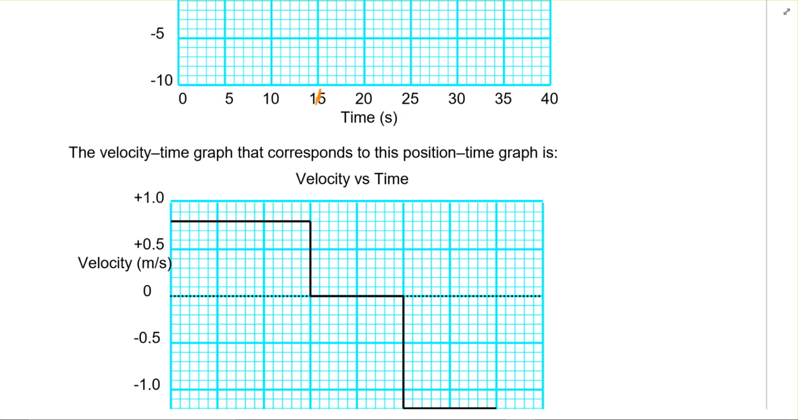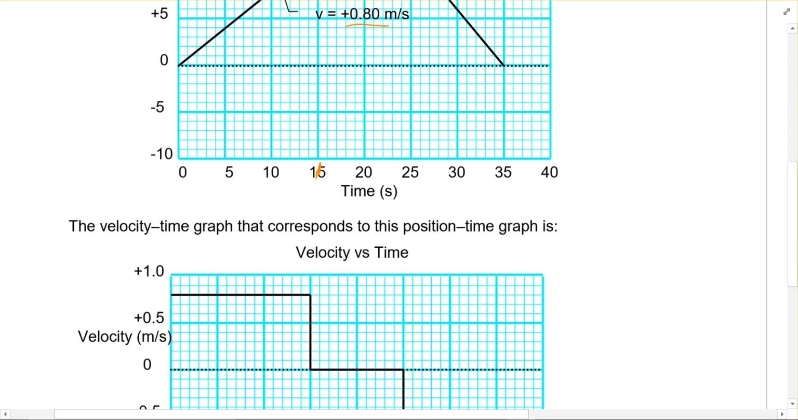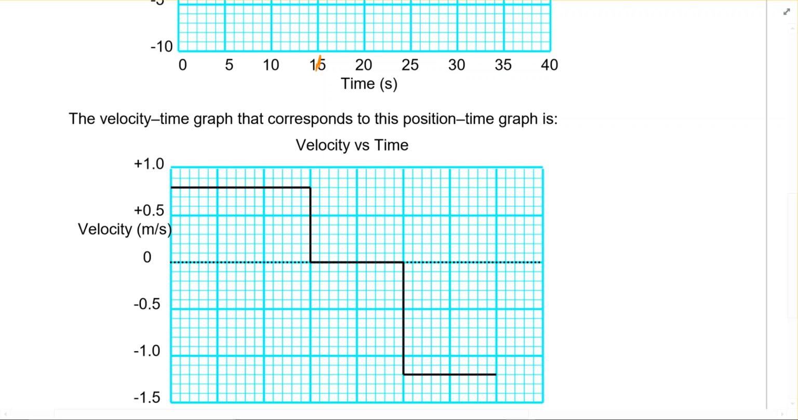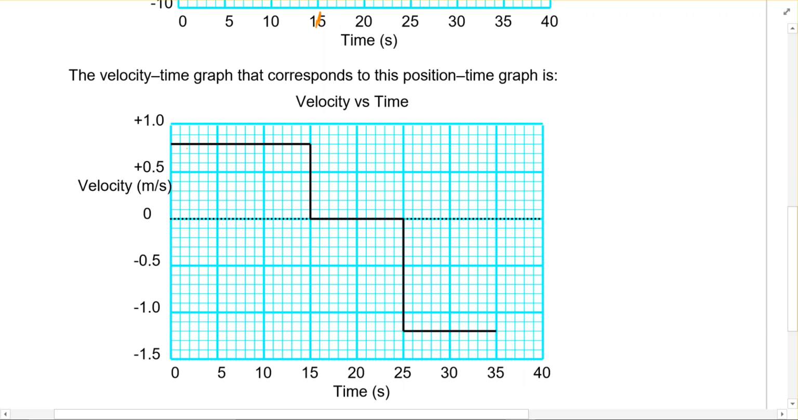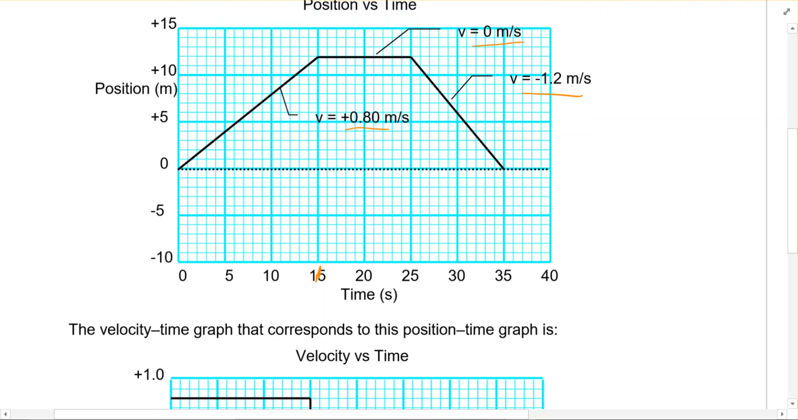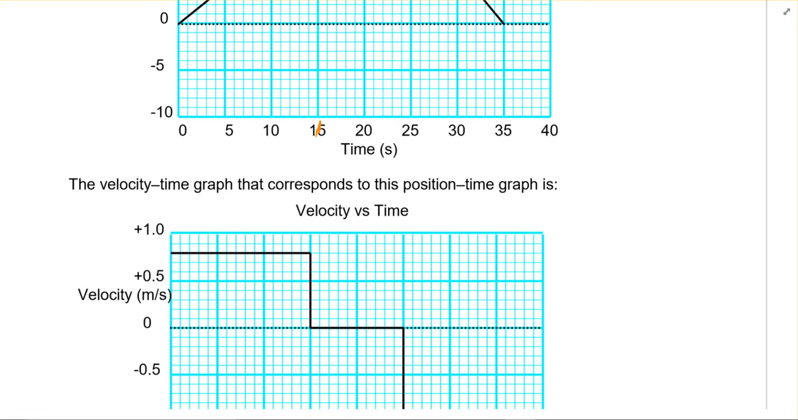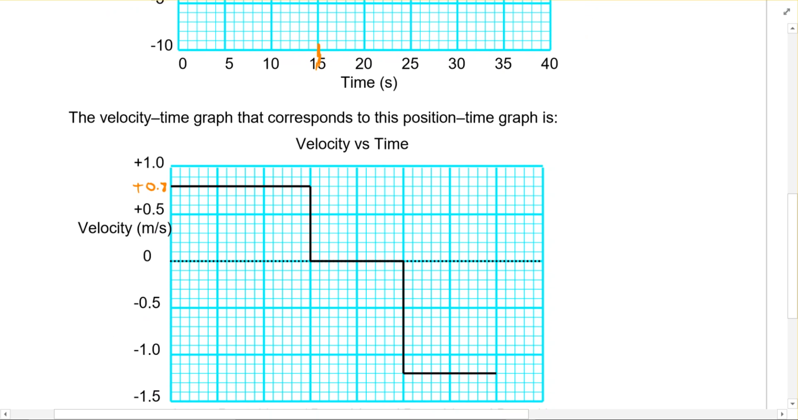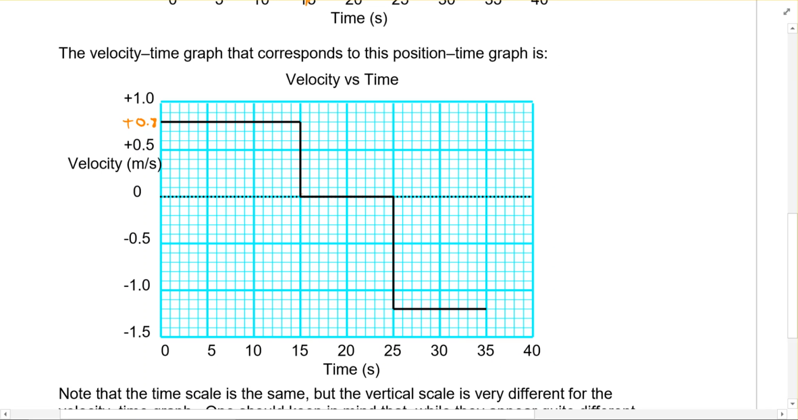Because if you have constant velocity, which is what we're dealing with right now, we're not dealing with things speeding up, just constant velocity. On a velocity time graph, it's always a straight line, every time. So we figured out this was 0.80 meters per second. You're just going to draw a line at 0.8 until 15 seconds. The times are all going to line up, so 15 seconds to there, 15 seconds to there.